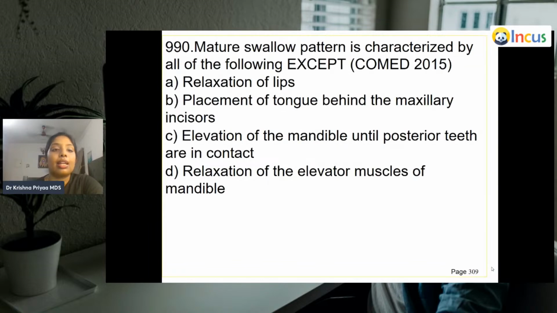Mature swallow pattern is characterized by all of the following, except. So, the keyword here is except. Relaxation of lips, placement of the tongue behind the maxillary incisors, elevation of mandible until the posterior teeth are in contact, relaxation of the elevator muscles of mandible. In order to understand, we have to know what a mature swallow pattern is. It is everything except this. So there is no relaxation of elevator muscles of mandible while we swallow maturely.